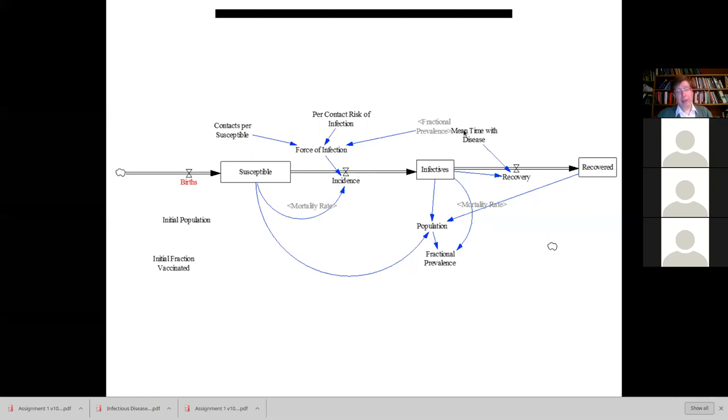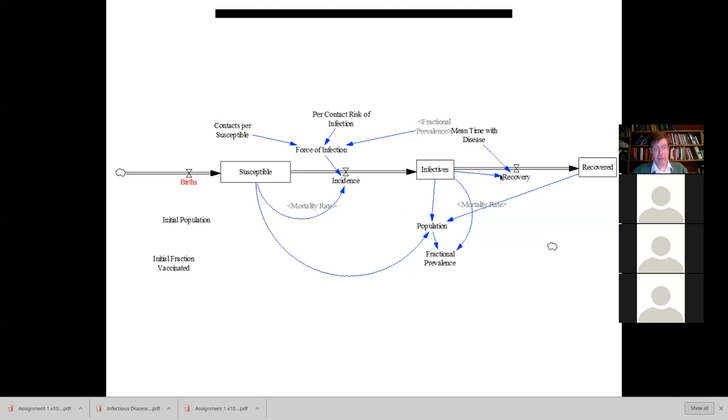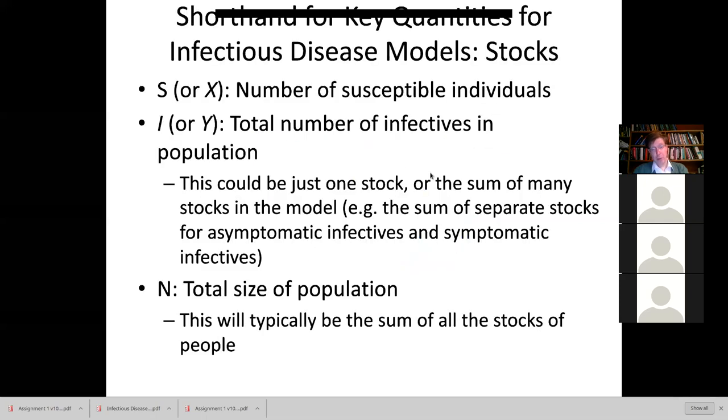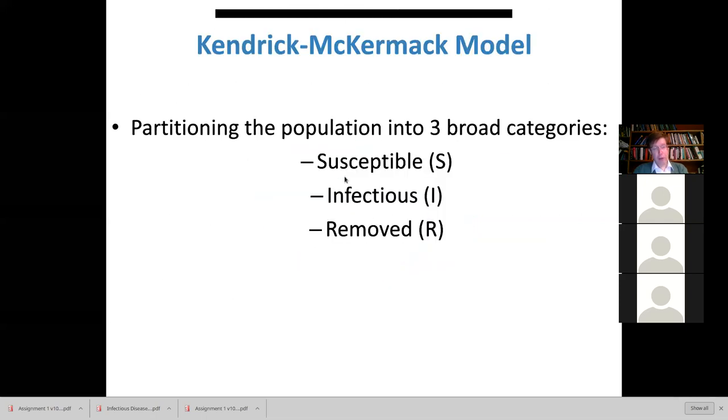Does anyone recognize this construct here? Please, when you speak up, also put your name in the chat so I can see who's volunteering information. What's this construct here with this mean time with disease, recovery, and infectives? That's a what? First order delay? Yeah, it's a first order delay right there. So it should be familiar to you, but this is going to be unfamiliar. And in fact, I really should have emphasized between infectives and fractional prevalence, there's a link here. So force of infection and indeed incidence, particularly, is going to depend on both susceptibles and infectives, and we'll see this. So I'd like to talk about each of these names here.